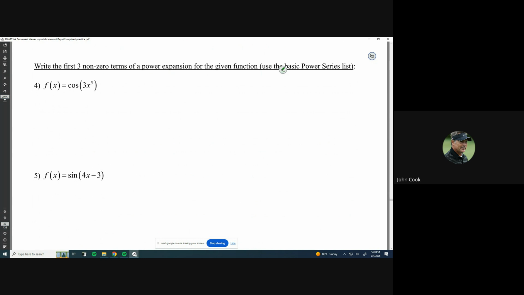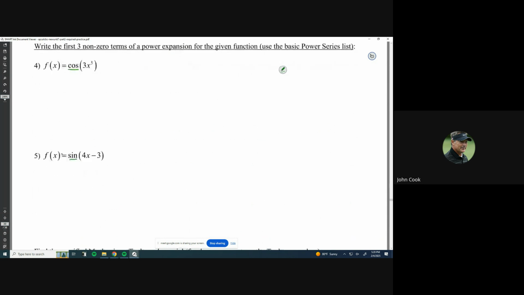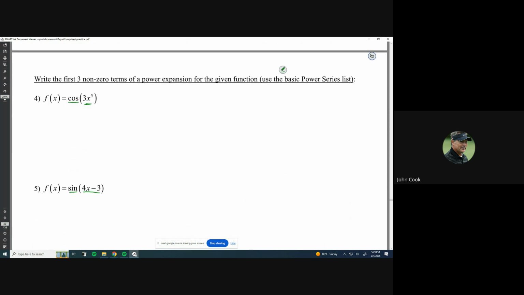Okay, so this is just asking us to write the first three terms. That's not a big deal. We again just use the rules that we have here, cosine and sine, and then we plug these inputs in for the x. So for cosine, cosine is going to be equal to the sum from n equals 0 to infinity of negative 1 to the power of n, and then x to the power of 2n over 2n factorial.